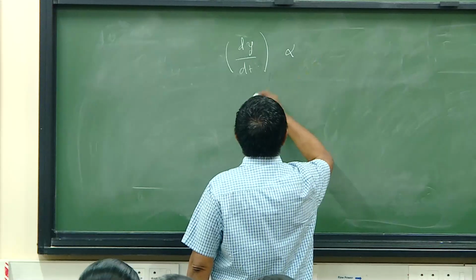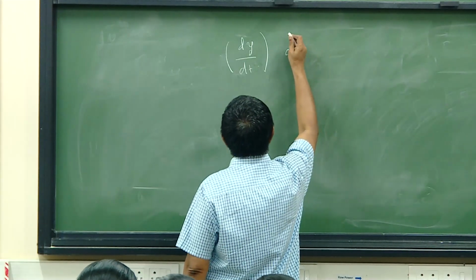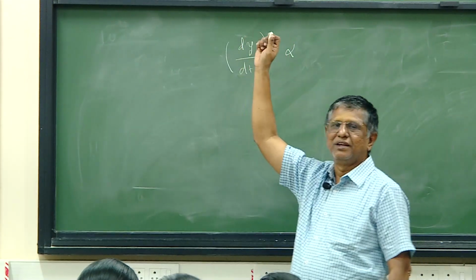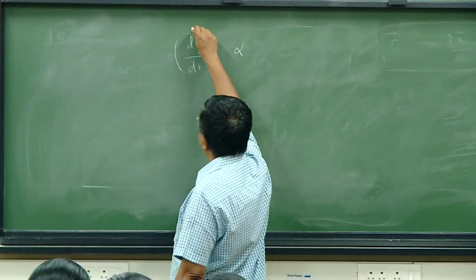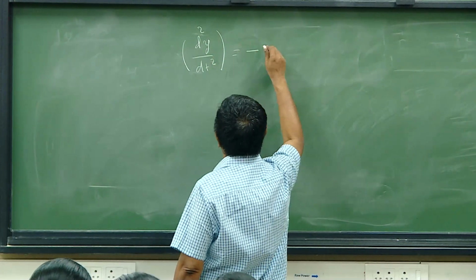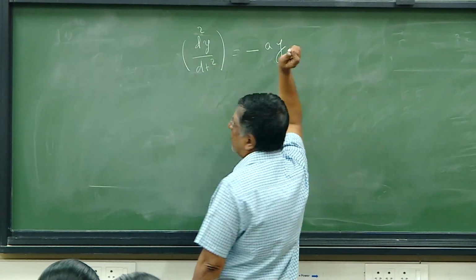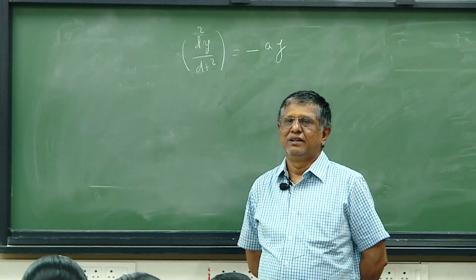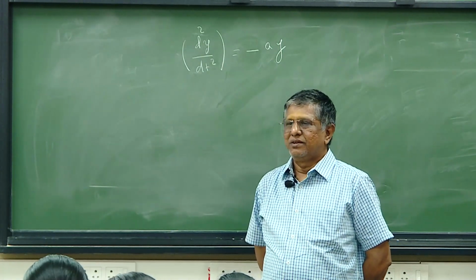Directly proportional to, or how do you write? d²y/dt² equal to minus a y. Yes or no? Correct?